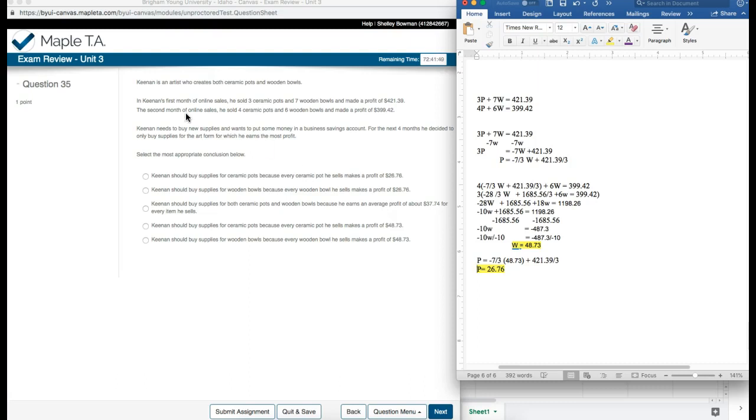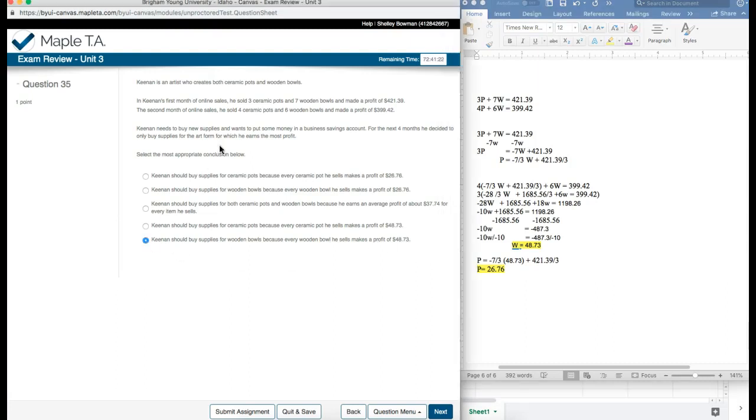He wanted to find supplies that were the most profit, so I'm not going to go for that one either. Let's try the next one. Keenan should buy supplies for ceramic pots because every ceramic pot he sells makes a profit of $48.73. The ceramic pot did not make that, so let's move to the next one. Keenan should buy supplies for wooden bowls because every wooden bowl he sells makes a profit of $48.73. That's the one we want to go for because the question said find the one that he earns the most profit for, and that one has the higher profit.